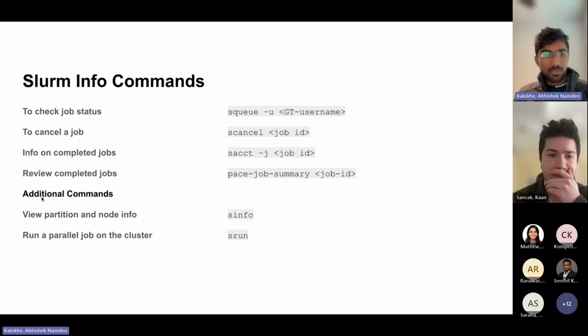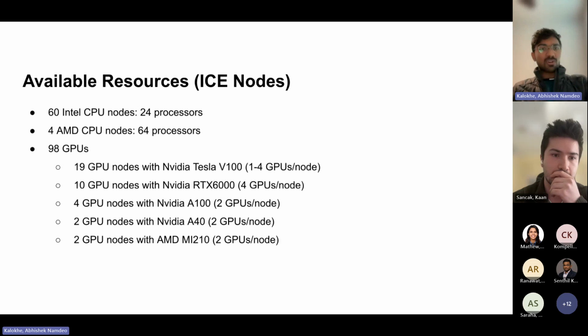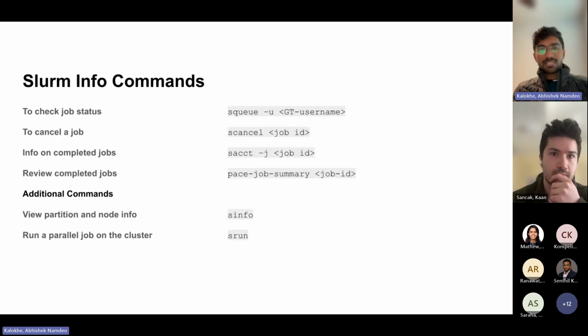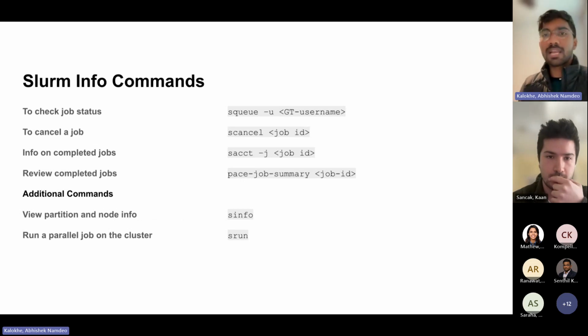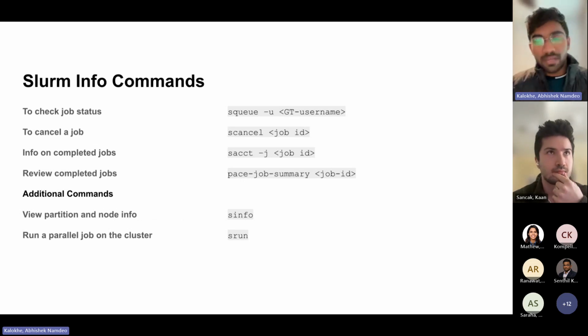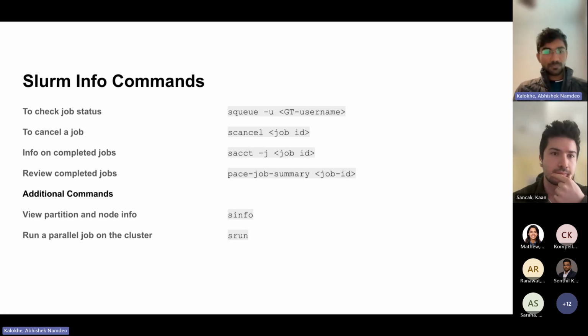Also, additional commands that you might or might not want to use: sinfo. So sinfo will show, like we saw here, all these nodes, the available architecture, and the available CPU nodes and GPU nodes on the cluster. You can see how many are currently running, how many are idle, occupied, and all that using sinfo.